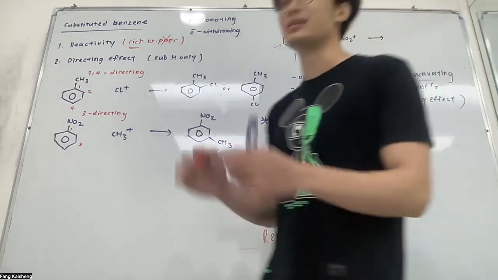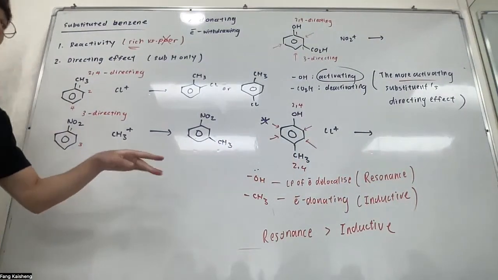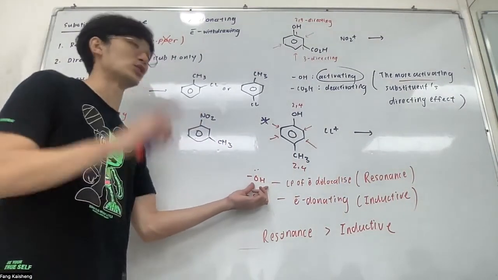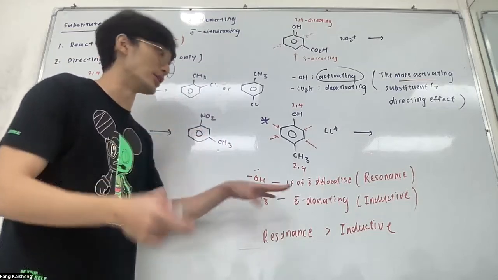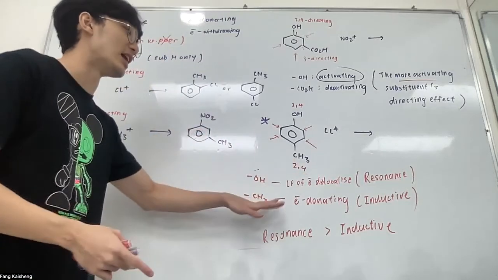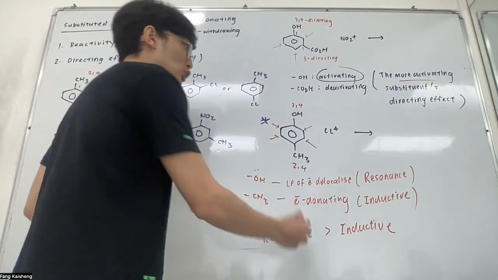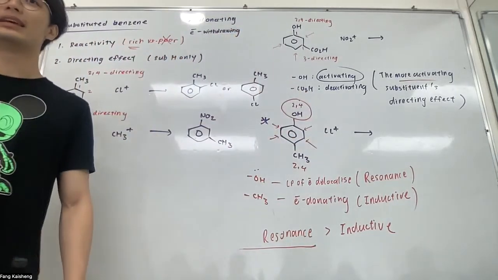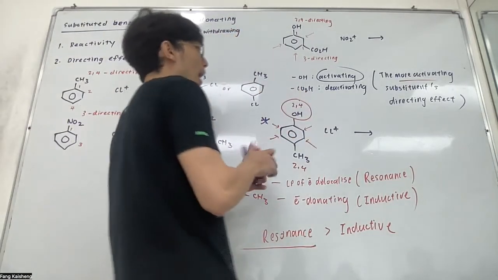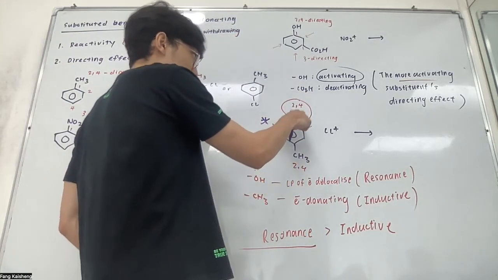Delocalization always wins, it's more powerful. Okay, now this is not the same as just now. Yeah, I know just now we talked about how OH has two effects, both resonance and inductive. But resonance is more powerful. Now this one is resonance versus inductive across two different substituents. So here, resonance is stronger, so that means we must follow OH's directing effect instead. In other words, the major product will be on the second position with respect to OH.